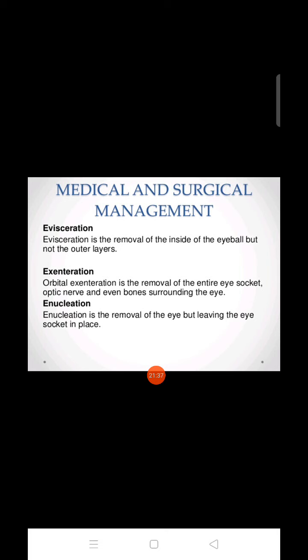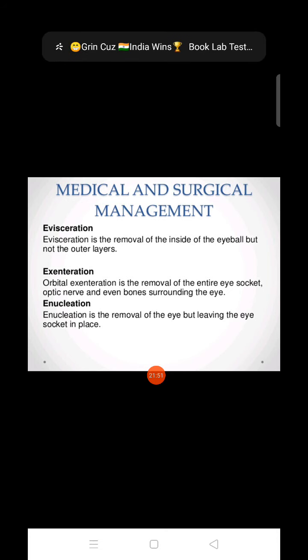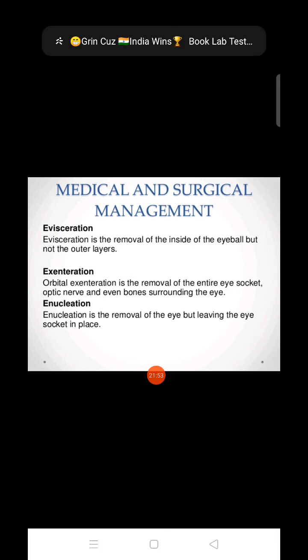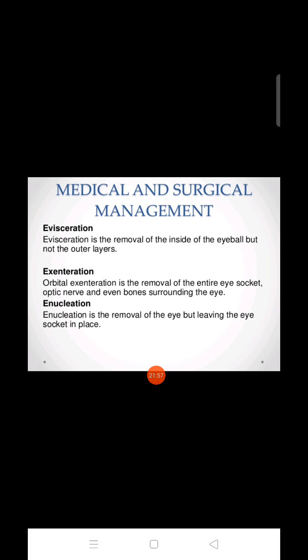Evisceration is a removal of the inside of the eyeball but not the outer layer. Next one is exenteration. That is, orbital exenteration is a removal of the entire eye socket, optic nerve also, even the bone surrounding the eye. Okay. Next one is enucleation. Enucleation is a removal of the eye but leaving the eye socket in place.